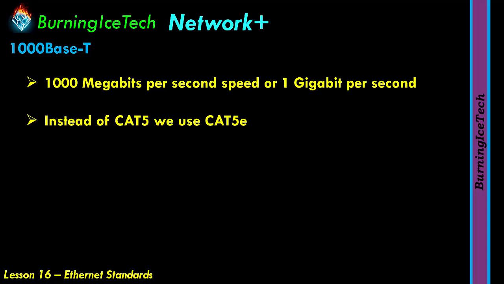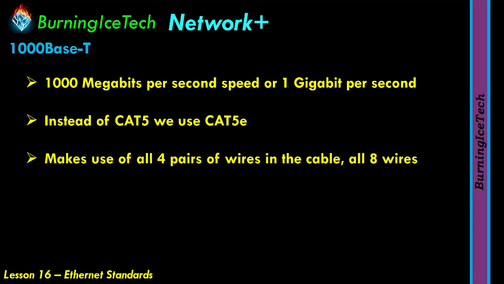The 1000BASE-T standard makes use of all 4 pairs of wires inside the cable, so that would be all 8 wires, guys. The maximum distance it can go is the same as the previous one, which is obviously up to 100 meters. Now, guys, obviously, please remember this maximum distance for the exam. It is very important. We know it's not accurate, but that is what they will ask you in the exam.